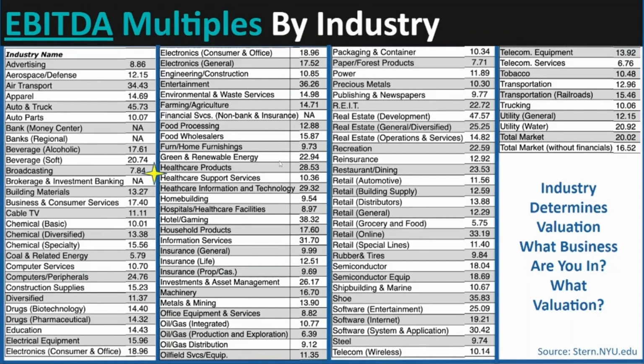When you think about what you can do about it, let's just take healthcare support services. I put a star between the first and second columns to focus your eyes on healthcare support services. That multiple is 10.36. Healthcare products, just above that on this chart, has a multiple of 28.53. It sounds like the difference is between services and products. So what could you do as a business owner if you have a support services business? Add products, maybe make an acquisition of a healthcare products company, maybe turn some of your services into products.